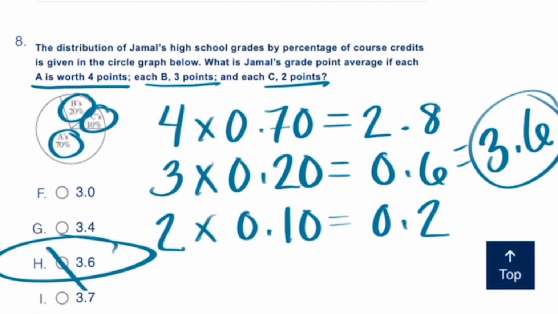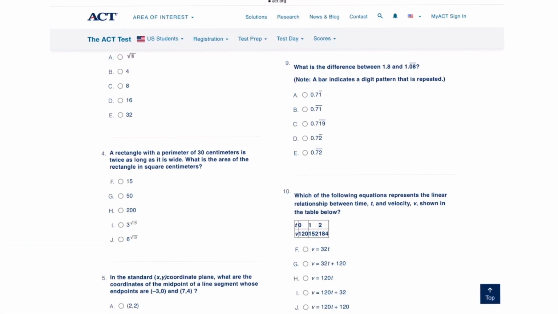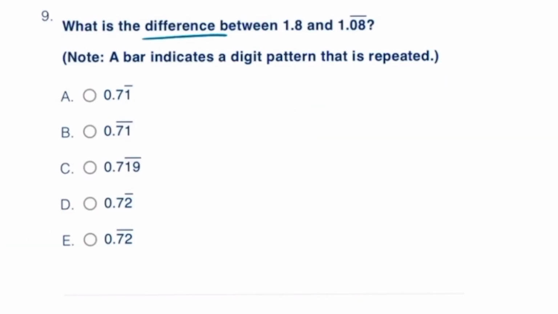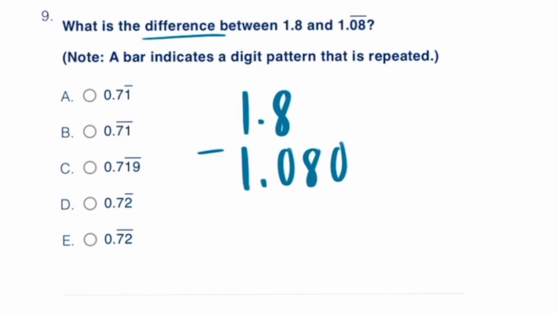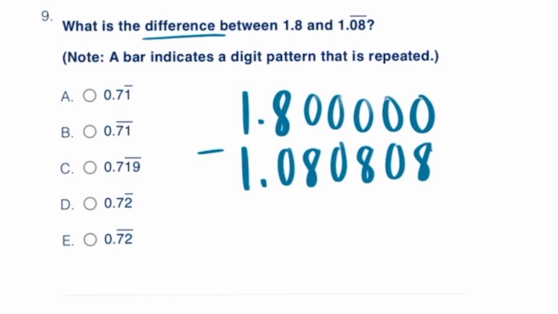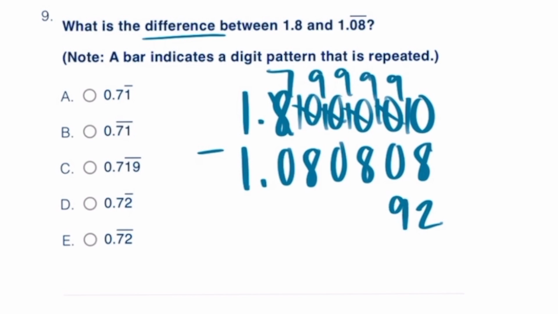Moving on to number 9, it's pretty much just recognizing patterns. So we have the difference, meaning if we subtract, between 1.8 and then this repeating decimal. So I just kind of wrote it out because we know that's going to be 08 repeating forever. So I just wrote it out a few times to try it out and try to see if I could recognize the pattern. From here, it's just a simple subtraction problem. So I went all the way down to my last 0. And then once I started subtracting off, I did notice there was a pattern.